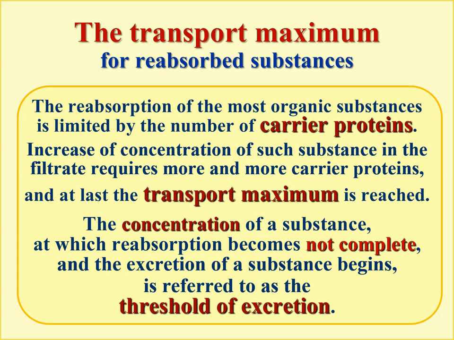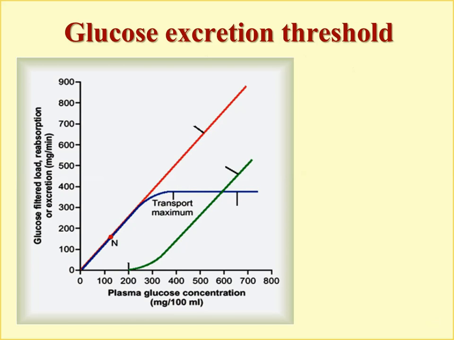Mostly it can be observed on many organic substances, but most often it's considered on the example of glucose. Glucose excretion threshold. Glucose, as you understand, is an important substance for the body, and even when its level in blood is higher than normal to a certain degree, we still try to preserve it. So it means that we have carrier proteins in such amount that it's more than enough for transportation of glucose when it's normal. And they can be enough even with progressive elevation of glucose level.